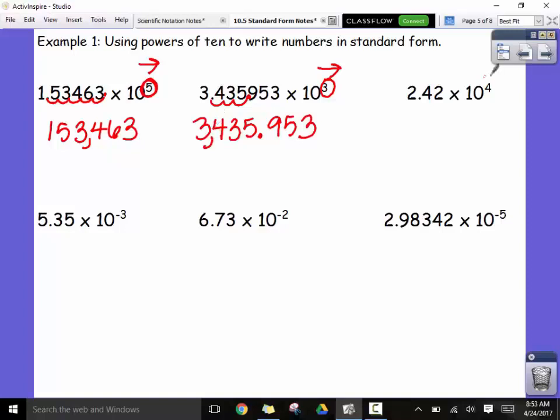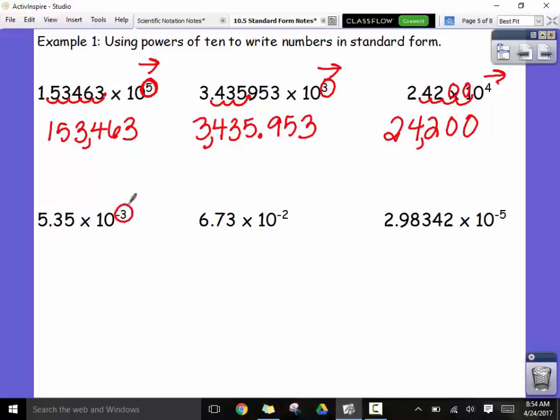2.42 times 10 to the 4th. Move the decimal 4 spots to the right. So 1, 2. Oh, I ran out of numbers. 3, 4. Have to fill it in with zeros. 2, 4, 2, 0, 0. Put my comma in every third number from the back. 24,200.